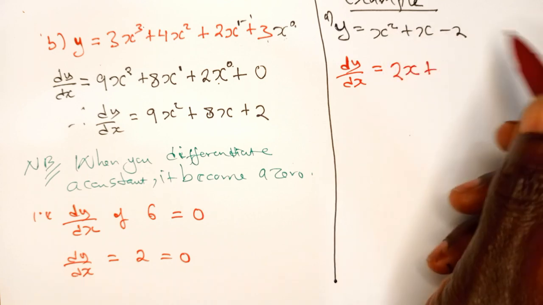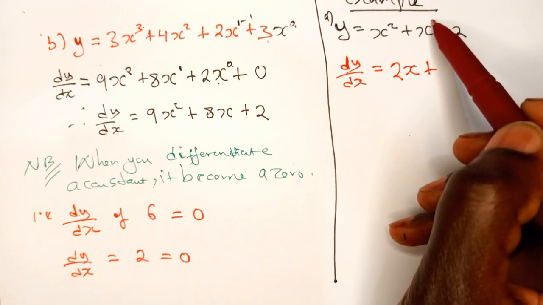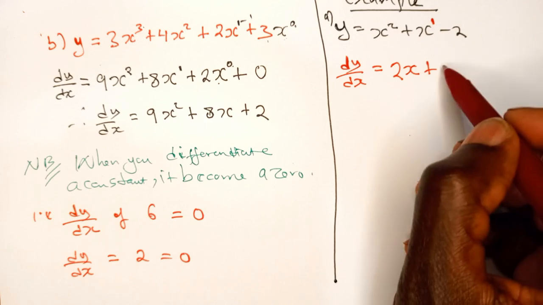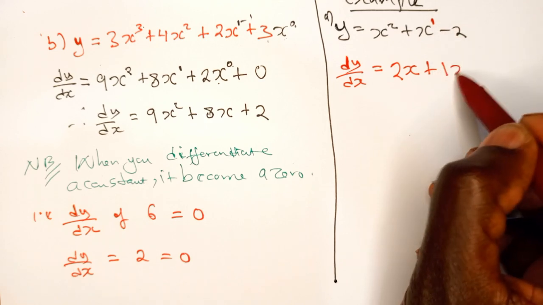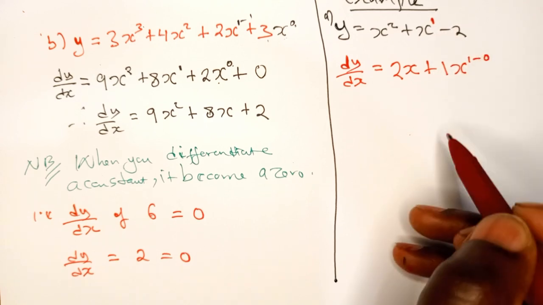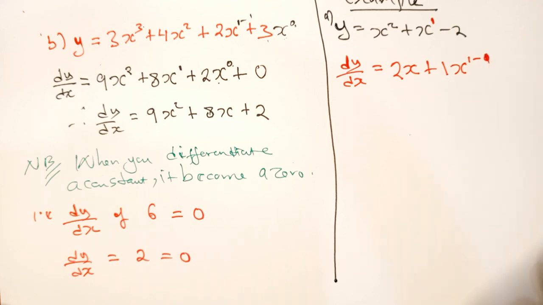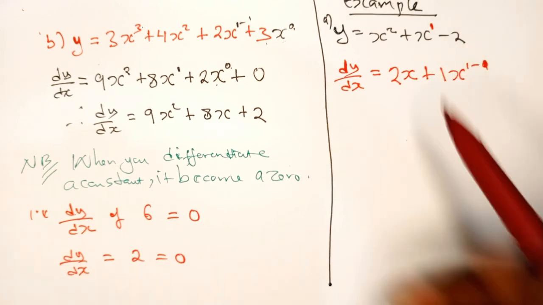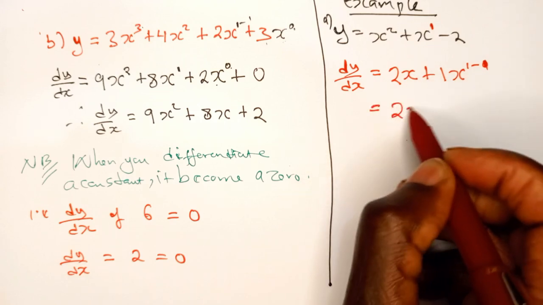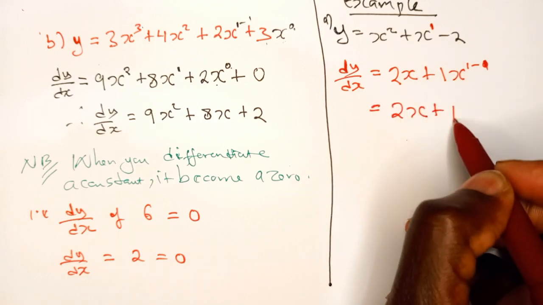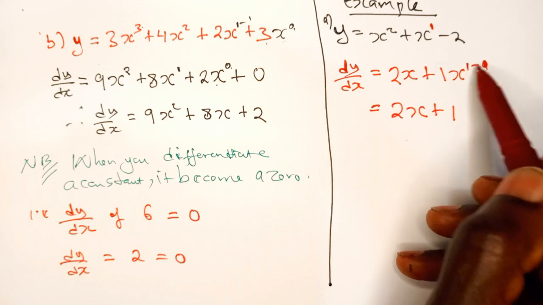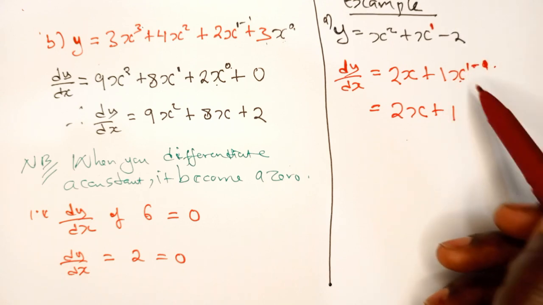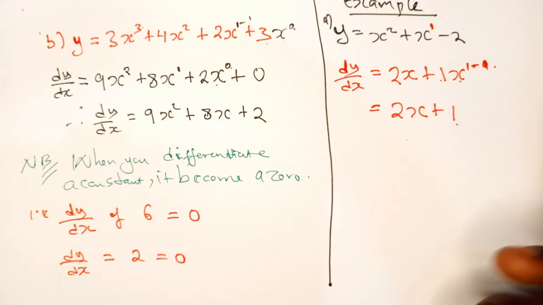Then plus, if it is x, it means the power is 1. So 1 times whatever is in front is 1. Then it is x, 1 minus 1, so that will be 0. Then we have said if you differentiate a constant, it is 0. So finally you're going to have 2x plus 1, because this is 1 minus 1, which is 0. x raised to 0 is 1. So 1 times 1 is 1.